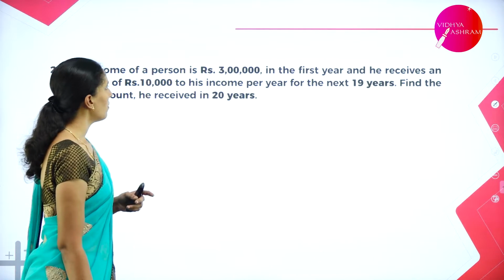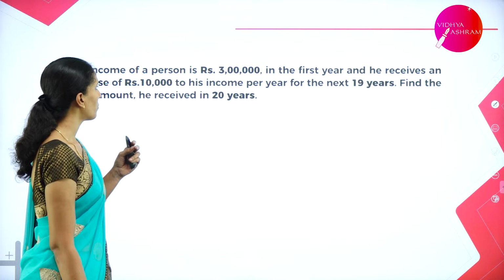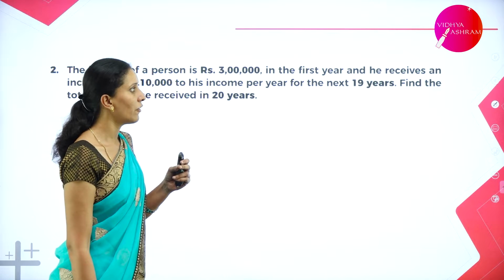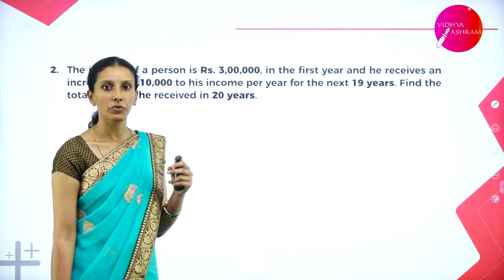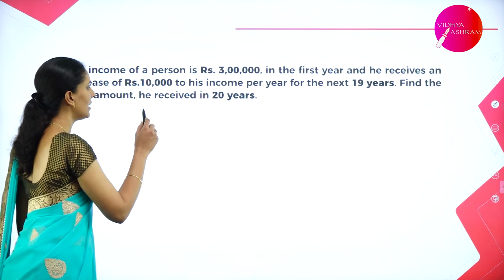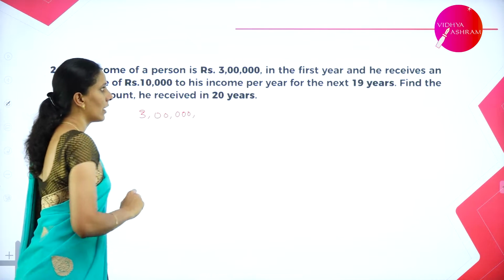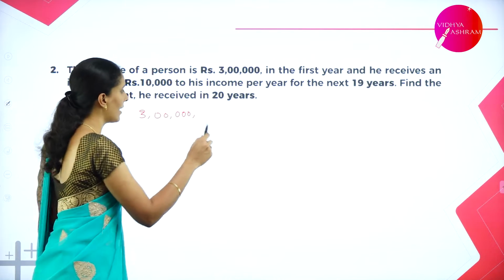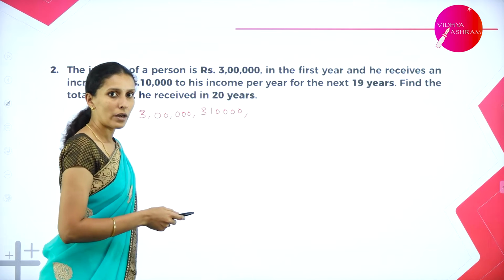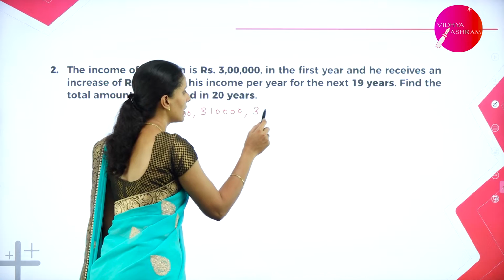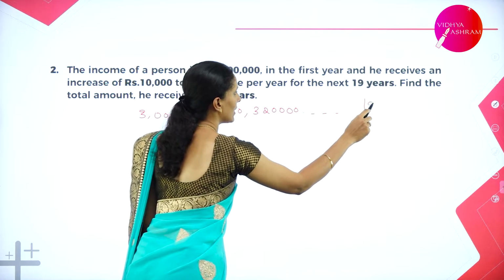Next problem: the income of a person is rupees 3 lakhs in the first year. He receives an increase of rupees 10,000 to his income per year for the next 19 years. Find the total amount he received in 20 years. So in the first year, his salary was 3 lakh annual. The next year, 10,000 is added, so it is 3 lakh 10,000. Again, the next year, 10,000 is added, so his salary is 3 lakh 20,000. Similarly, it goes up till the 19th year.